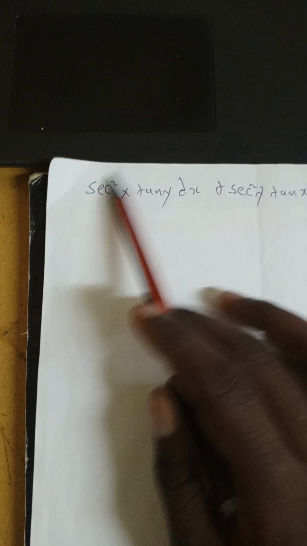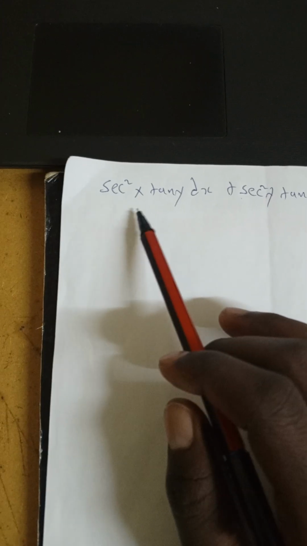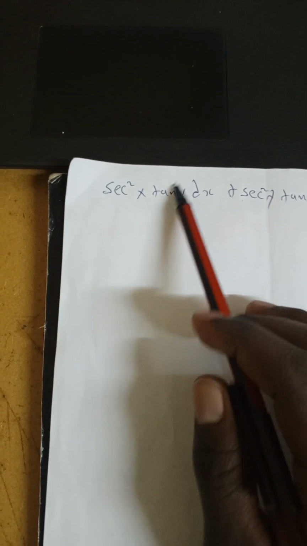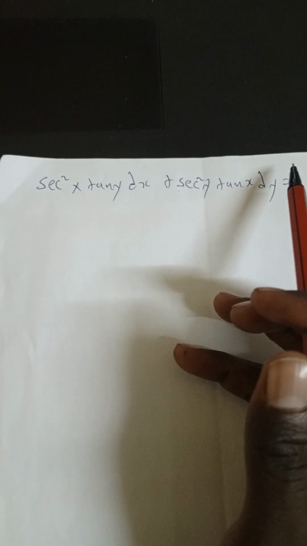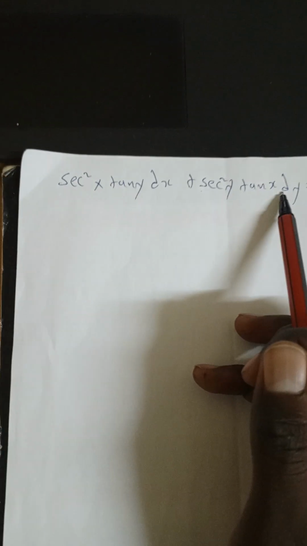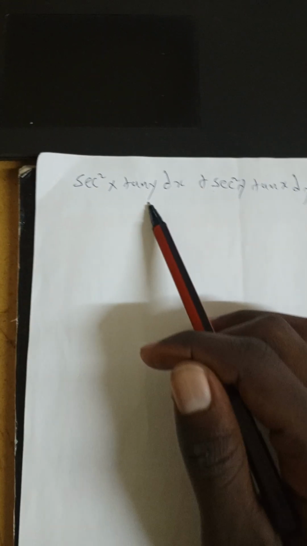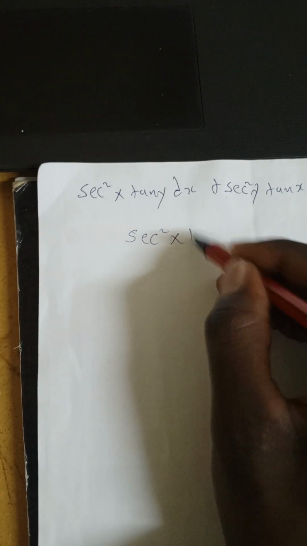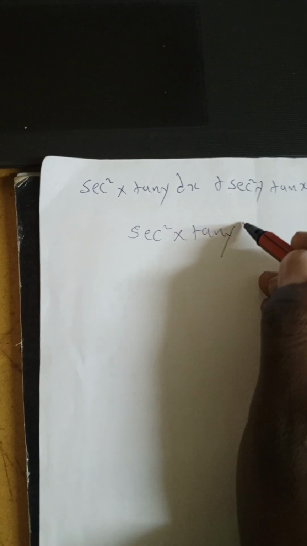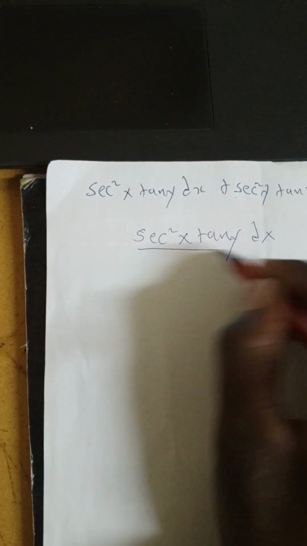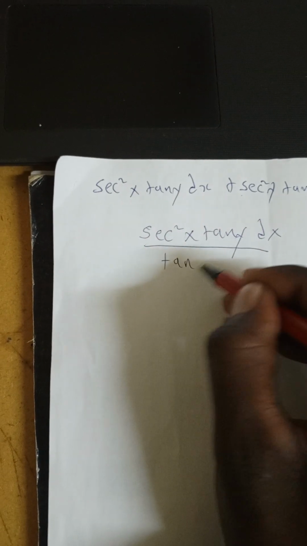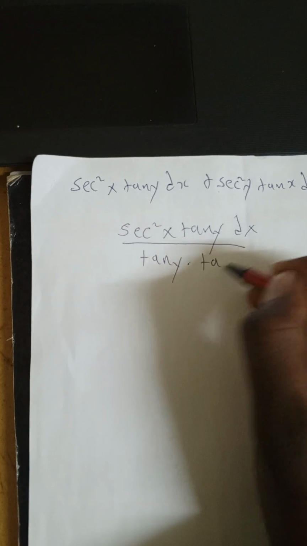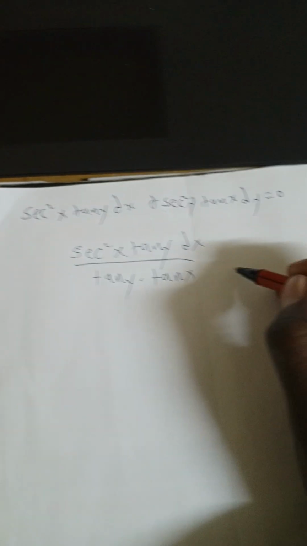When we divide this by tan y multiplied by tan x, tan y and tan y will cancel. Here tan x and tan x will cancel. We are going to remain with tan y. Here we are going to remain with tan x. So let's go ahead and divide. We're going to divide by tan y multiplied by tan x.